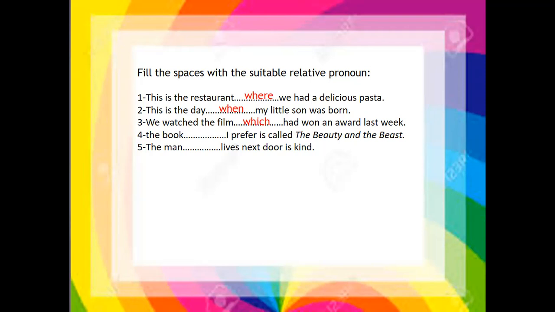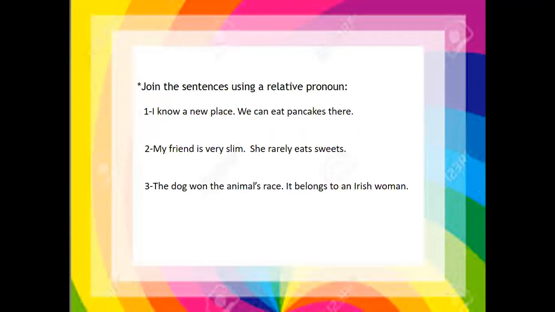What about number 4? The book I prefer is called The Beauty and the Beast. So the book, it is an object. So which or that? What about number 5? The man lives next door is kind. The man, we're talking about a person, العاقل. So who?